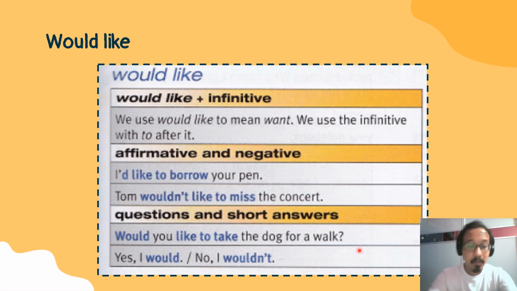So now, what if you want to use it in a negative sentence? Tom wouldn't like to miss the concert. Tom would not like to miss the concert, right? So for affirmative, you go with would like. For negative sentence, you go with would not like or wouldn't like. So you have would not like and then to, followed by the infinitive miss.